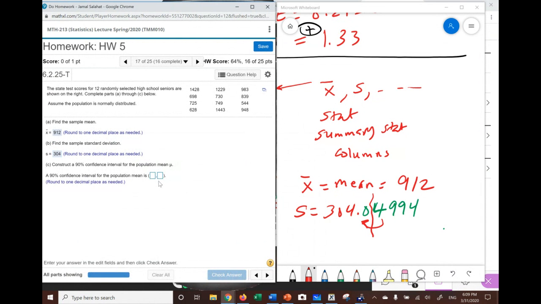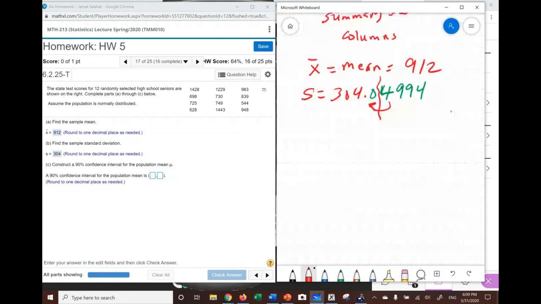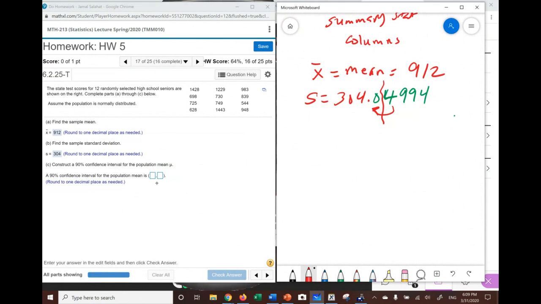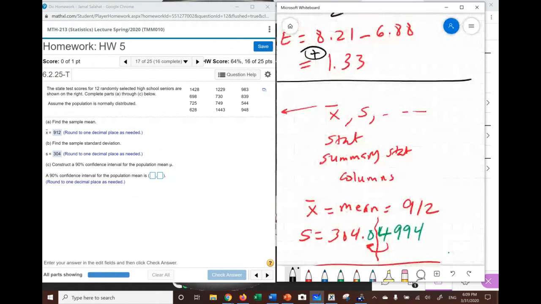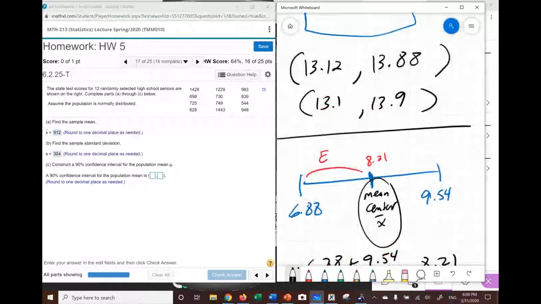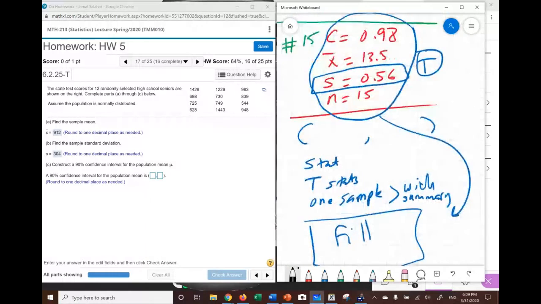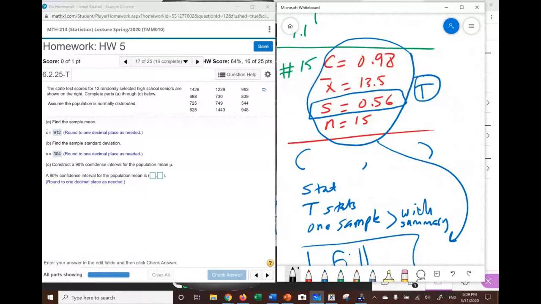Anyhow, then we go back to chapter 6 now, homework 5. And here they say, what is the confidence interval? Now we can go back to the steps before. If you want to build the confidence interval, you need the confidence level, you need the mean, you need the standard deviation. Look at this, I'm pointing in here. You need this, you need this, you need this, and you need n.